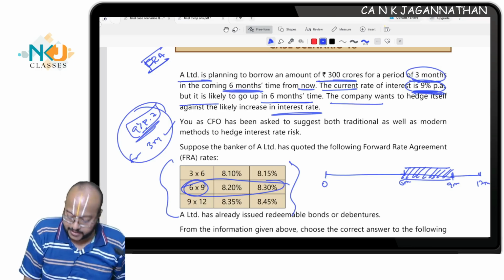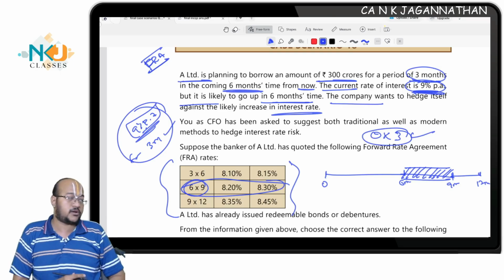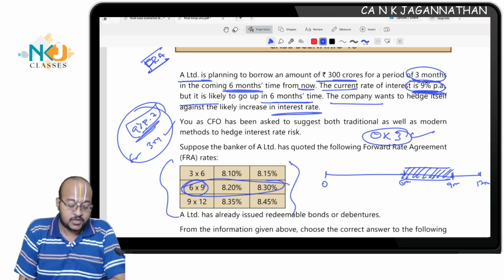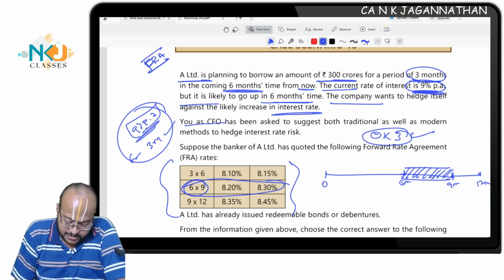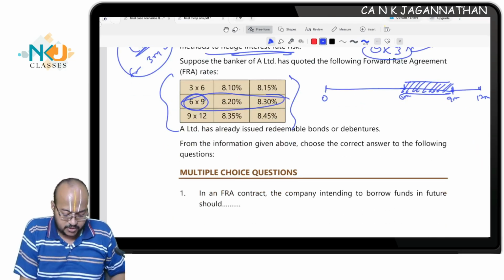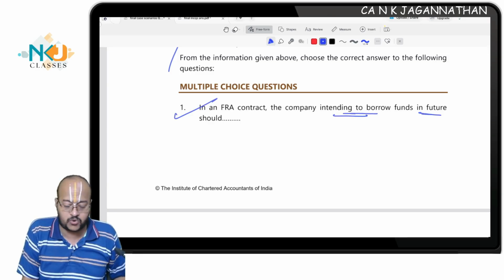Now, if you put it in FRA terms, just to show you, it is 0 into 3. It cannot be called an FRA, it is the spot rate quoted today. Are you understanding? So, anyway, that is it. You as a CEO have been asked to suggest both the traditional as well as the modern method. Suppose the banker quoted this FRA. In the FRA contract, the company intends to borrow funds in the future.